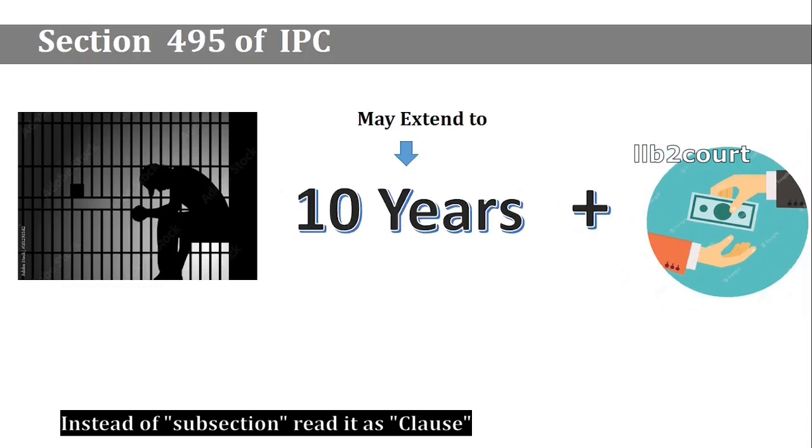Section 495 states that if a person hides or conceals his previous marriage to whom he subsequently married, then he will undergo imprisonment which may extend to 10 years and also liable to fine. So in this section 495, there is a concealment of previous marriage to the subsequently married wife or husband.